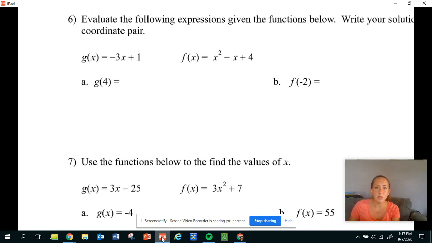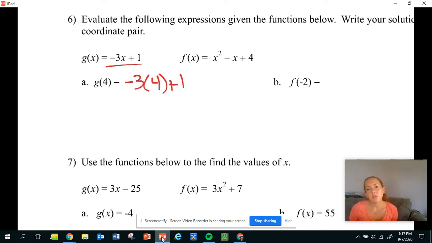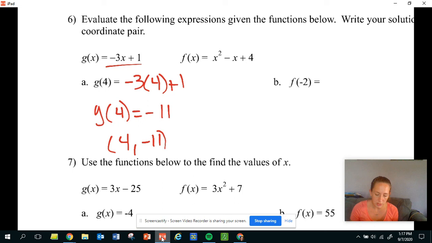For these ones, it's giving you two functions and just telling you to plug them in. You just got to make sure you're plugging them into the right one. So it's saying g of 4, so I want to make sure I plug 4 into the g function. So I'm going to do -3 times 4 plus 1. -3 times 4 is -12, plus 1 is -11. The directions say to write as a coordinate pair, so that's going to be 4, -11.